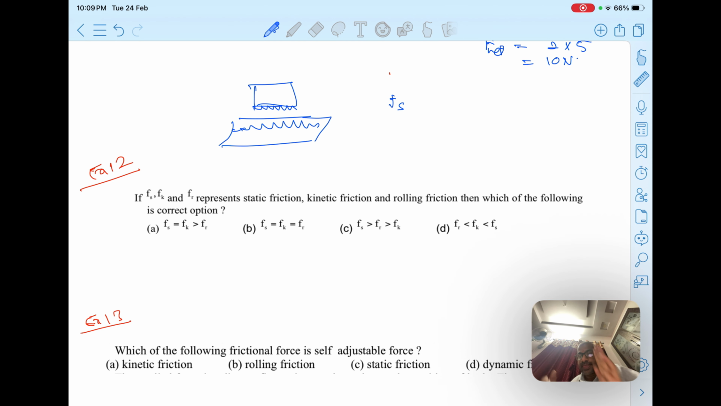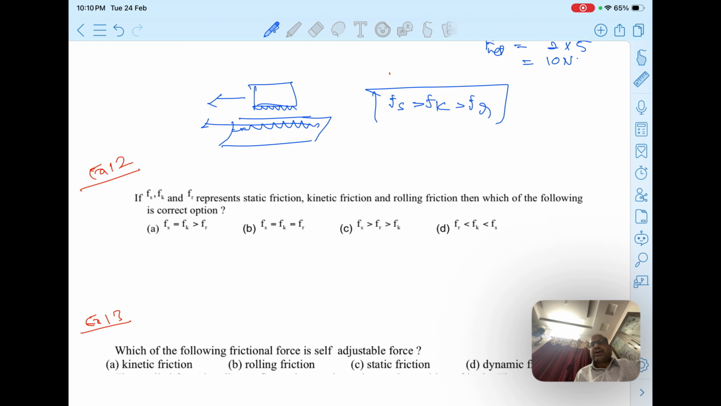Once the body starts moving, what happens? The interlocking will not be that effective, because some irregularities were already ruptured. To maintain the motion, that much force is not required compared to starting the motion. Therefore kinetic friction is smaller than static. Now, rolling friction: it is very easy, when a body rolls versus slides, rolling is very fast and takes less time. So Fs is more than Fk, and Fk is more than Fr. Static is more than kinetic, kinetic is more than rolling. So this should be our option.